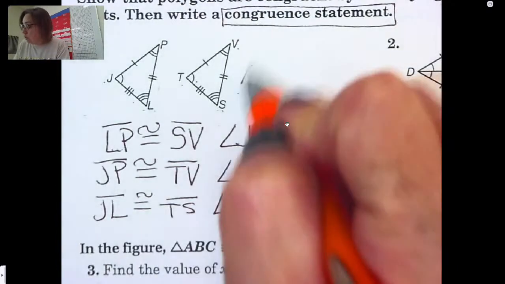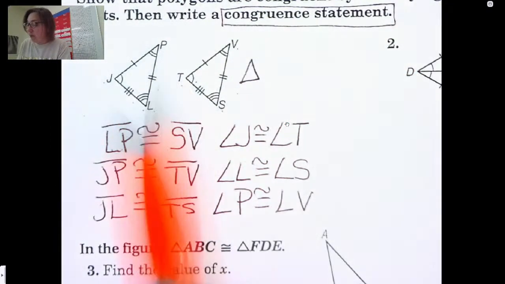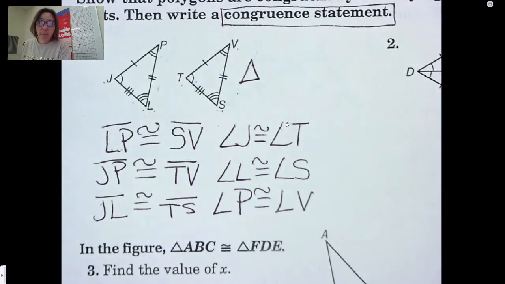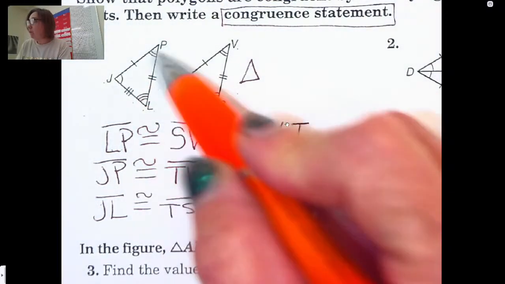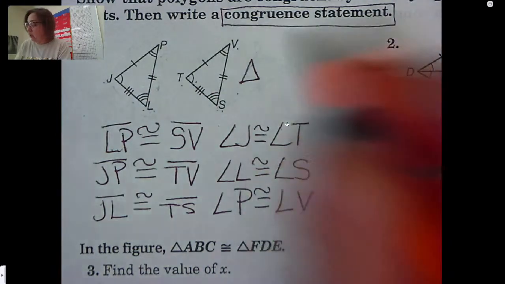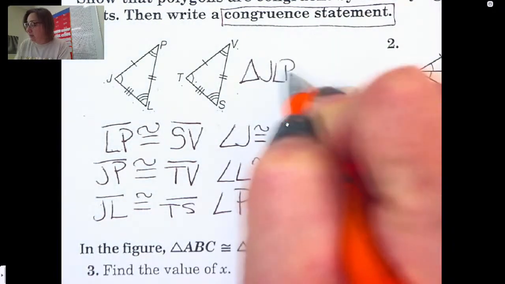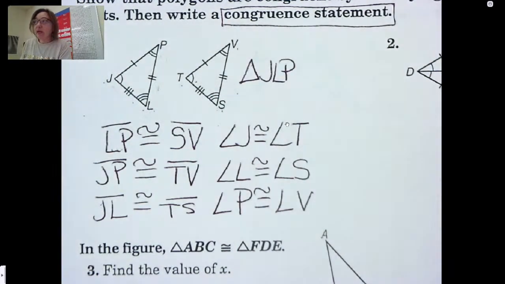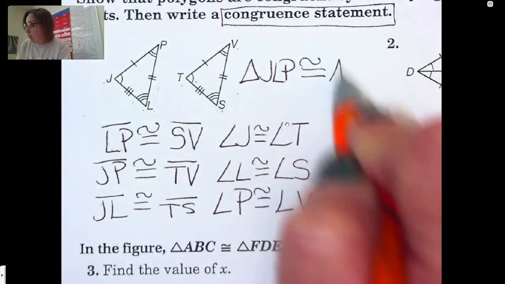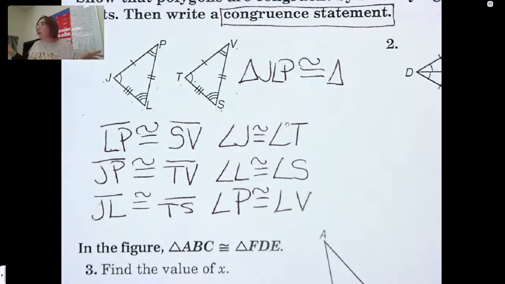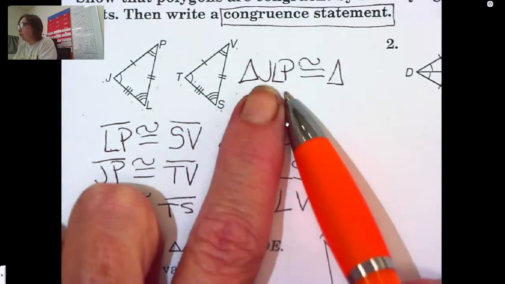So we're going to say triangle. What's our alphabetical order of those 3? Of these 3? JLP. Thanks, Johnny. Triangle JLP is congruent to triangle. Now, we're not worrying about alphabetical order for this side. We want to match up the angles that are congruent to the angles that are congruent over here.